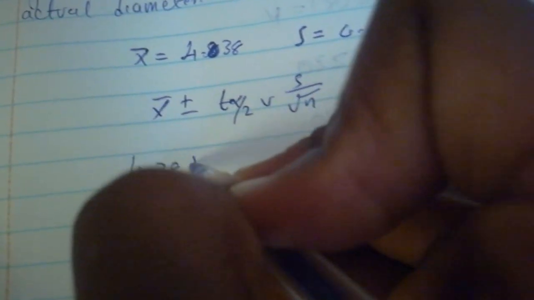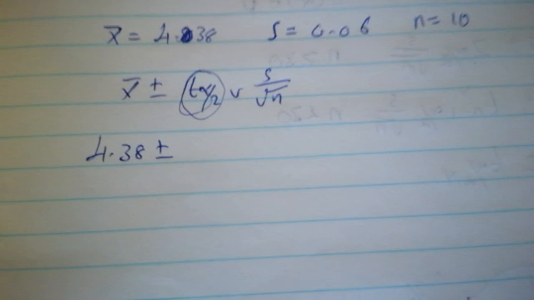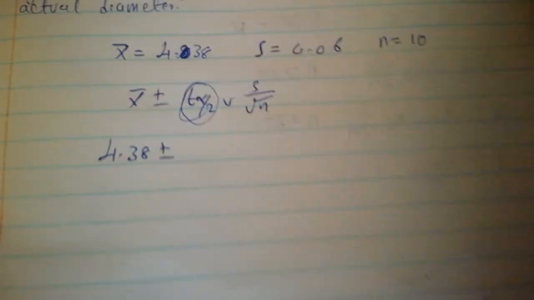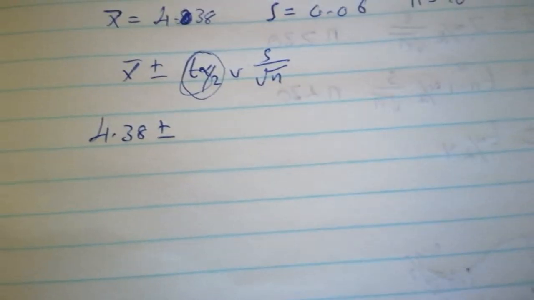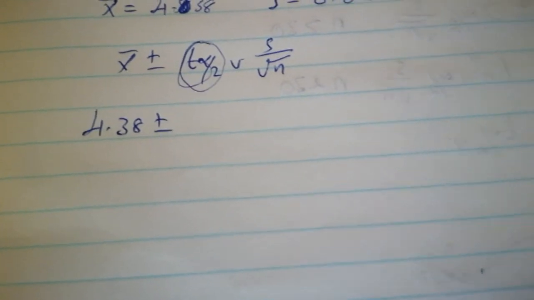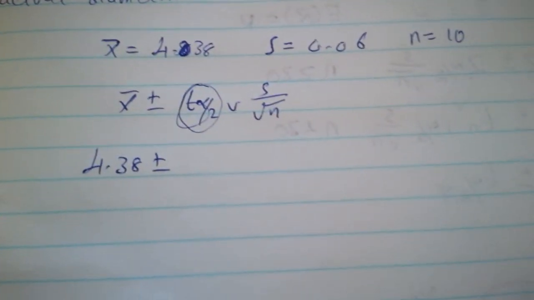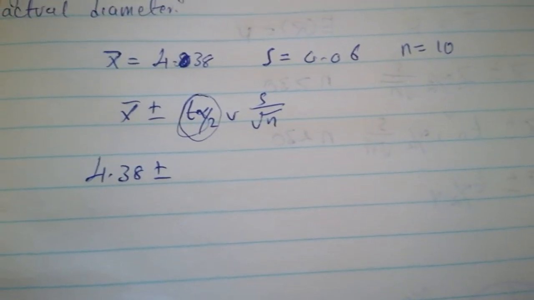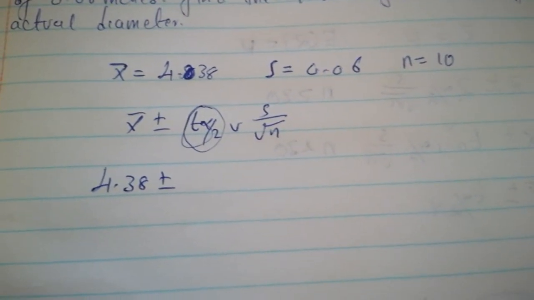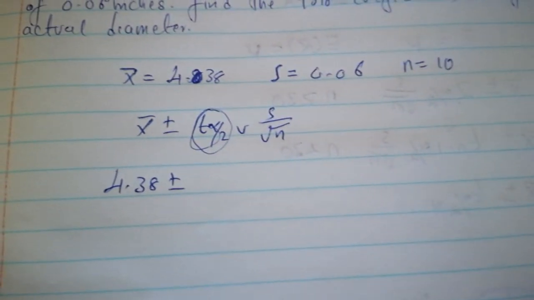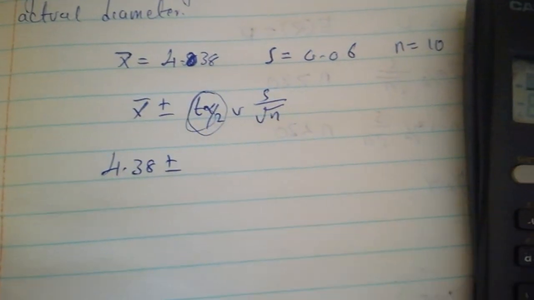So we have 4.38 plus or minus, then we find this. So we're told to find a 95% confidence interval. From there we need to find our level of significance. So our level of significance is represented by our alpha, the one that we talked about. So alpha will come from 1.